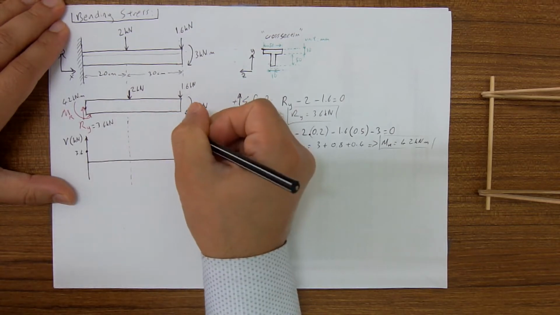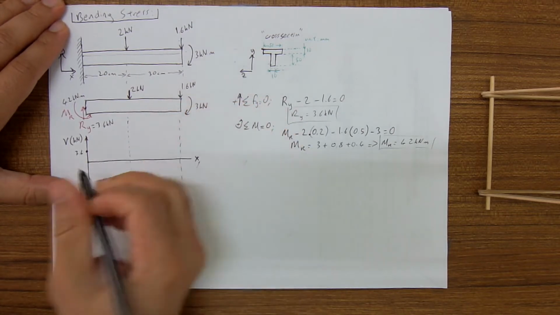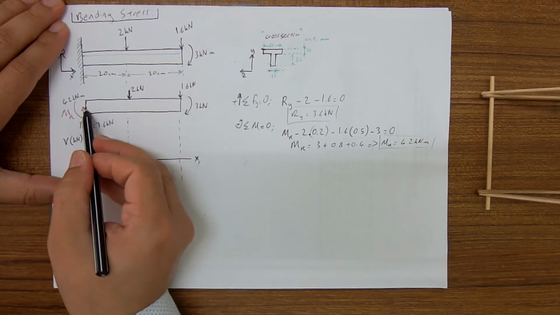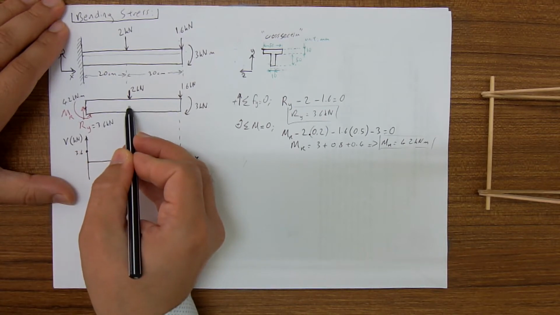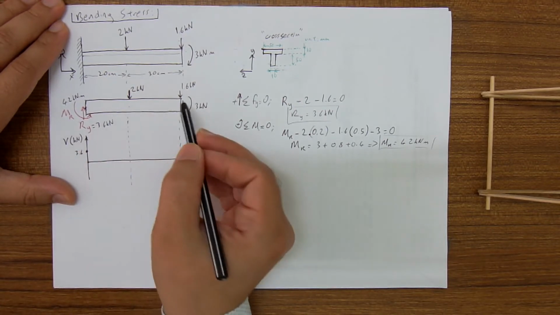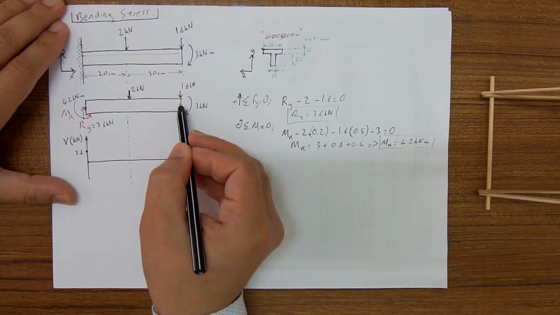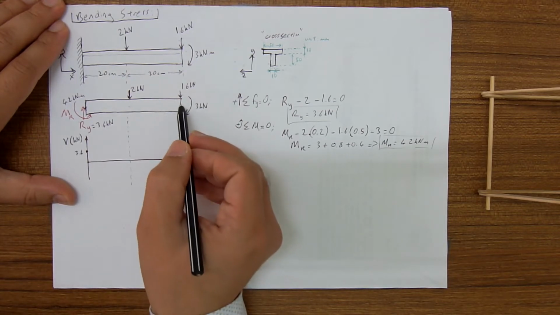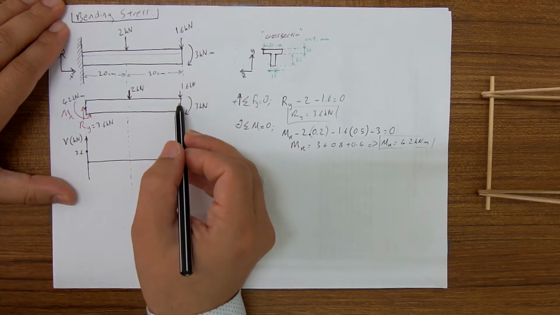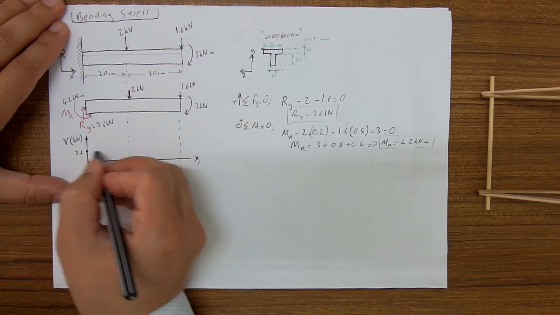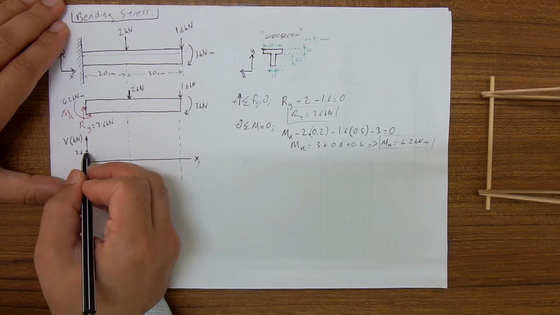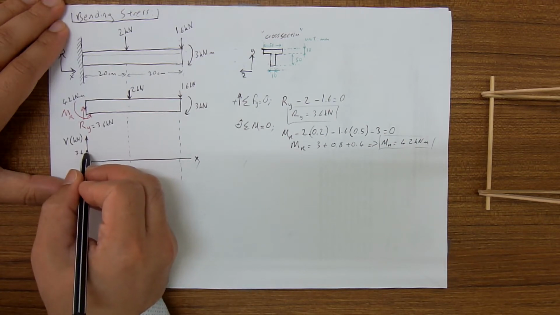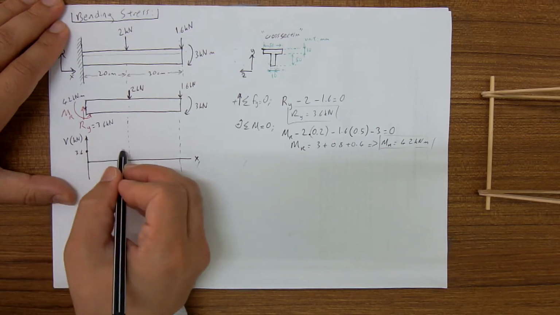By the way, we have got 3 discontinuities in this beam. 1, 2, 3. This one is the beginning of the beam. It is a discontinuity. This one is where the point load is applied. Second discontinuity, and this one is the end of the beam, also a place where a point load is applied. Third discontinuity. So between each discontinuity, the internal shear load is constant.